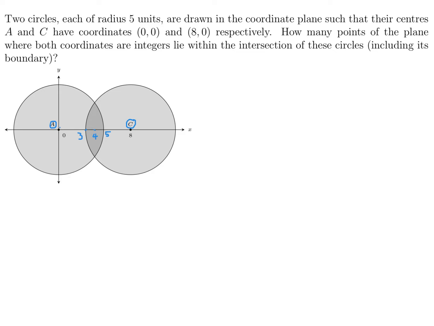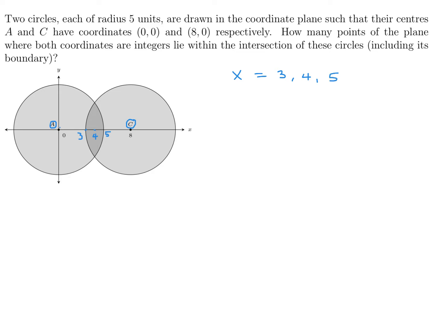So on the x-axis, the only values that would be integers for that shaded region, which is the intersection of those two circles, would be x equals 3, 4, and 5. And that's it. Anything outside of that will not be in the shaded region. And also, 3.5, 4.7, those are not integers. So the only integers we can work with in that intersection area are 3, 4, 5 for x.